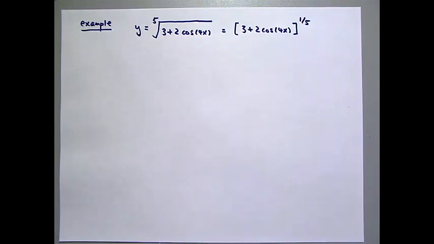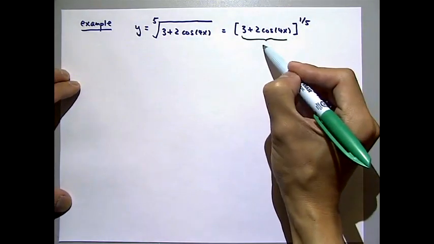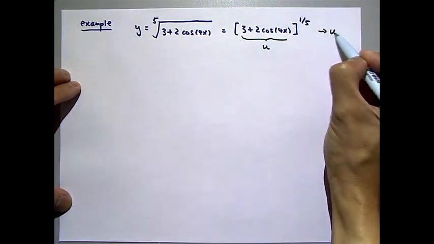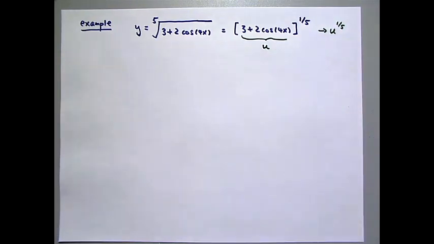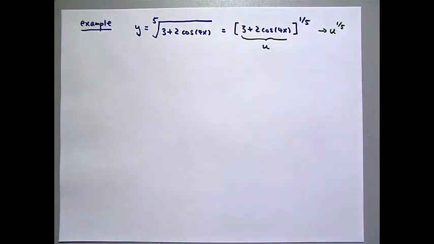And now you try to recognize what kind of situation you've got going on here. If we were to call this thing u, then this is just u to the power of 1/5. And that's just the basic power rule application with that du/dx multiplied at the end to account for the fact that this thing is not just an x anymore.